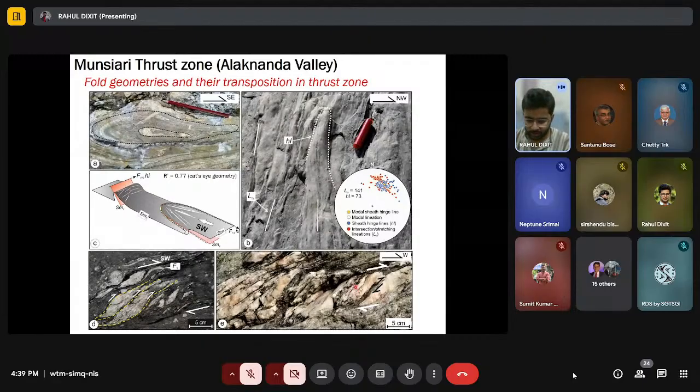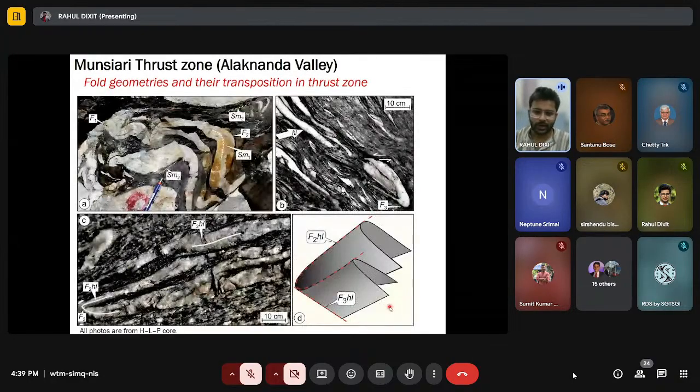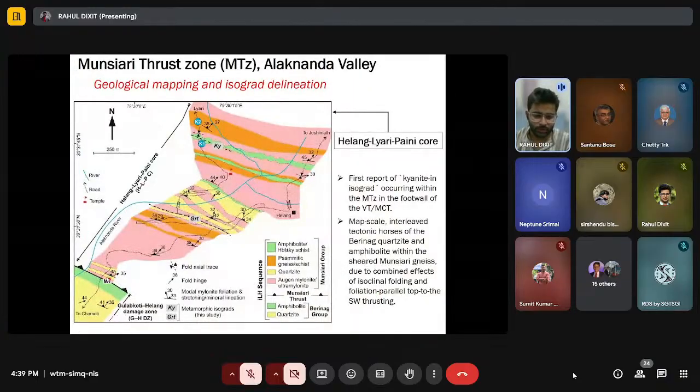Now this particular phenomenon, the mechanism that you are seeing here, has taken place from centimeter scale up to the meter scale and up to the map scale. And based on these observations, we identified different imbricate zones within this entire region. And this is the reason why these different bands of the Berinag quartzites or the amphibolite are repeated within the given Munshari group gneisses.